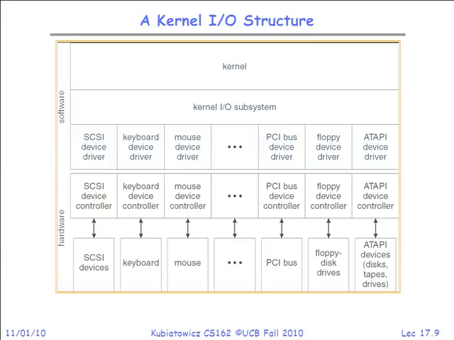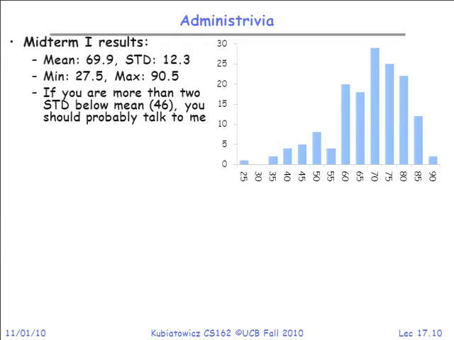Now we're going to go on to Administrivia. So, the results. The midterm had an average of 69.9 and a standard deviation of 12. That's about where I like to have my averages, right around 70, so that was successful. We had a fairly wide variance. We had a minimum of 27.5 and a max of 90.5. You can see it's a little skewed in this direction a bit, but by and large it's pretty good.